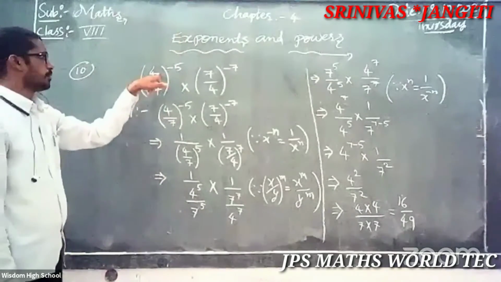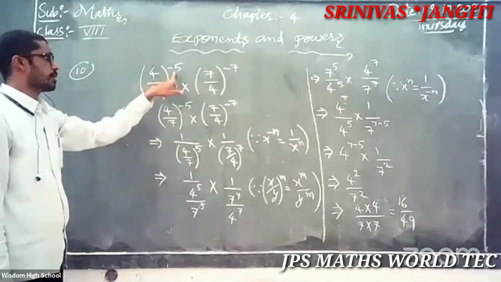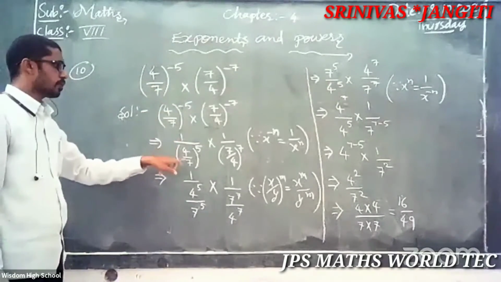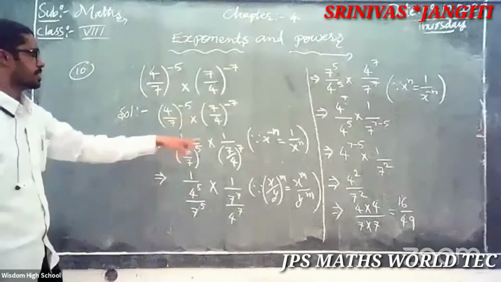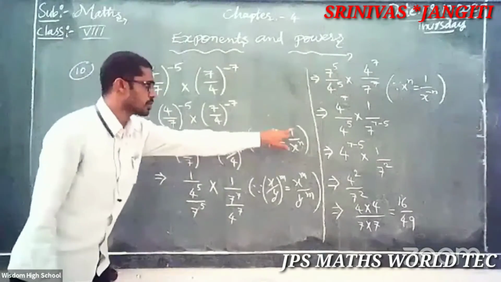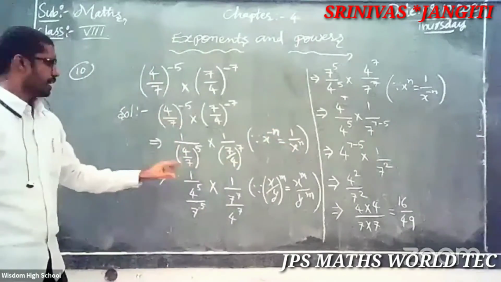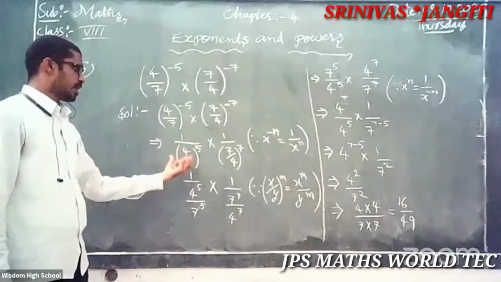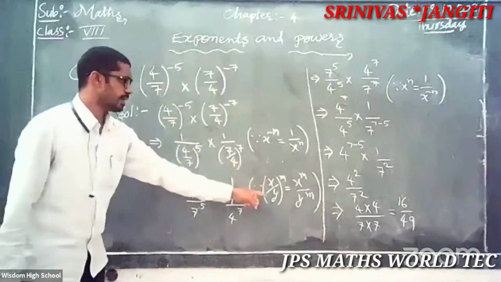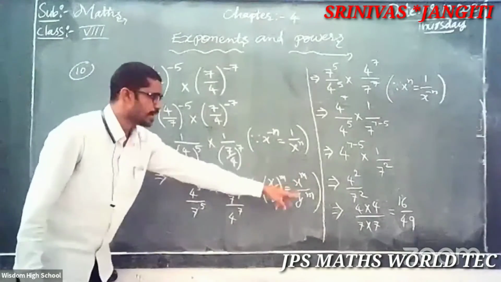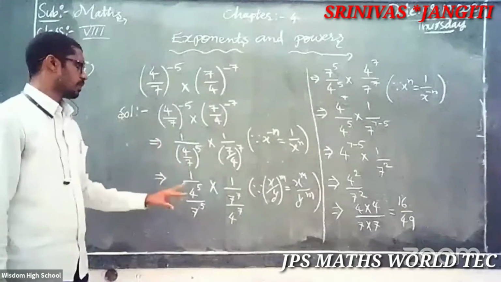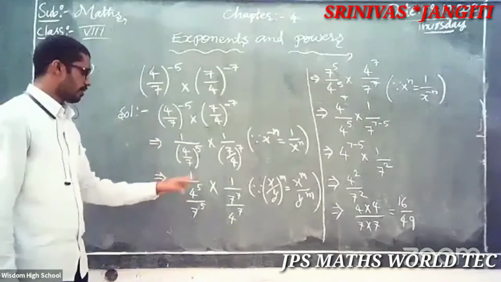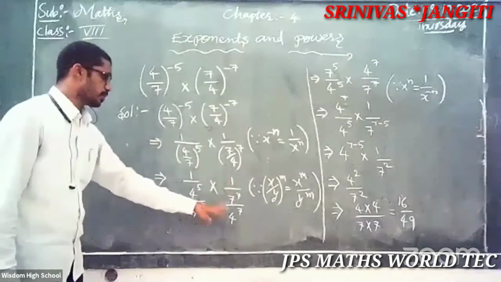Once again, observe 4 by 7 all to the power of minus 5. We can also write it as 1 by 4 by 7 all to the power of 5, because x to the power of minus n is equal to 1 by x to the power of n. Then after that, x by y all to the power of m is equal to x to the power of m by y to the power of m. That's why it is 4 to the power of 5 by 7 to the power of 5, and then 1 by 7 to the power of 7 by 4 to the power of 7.